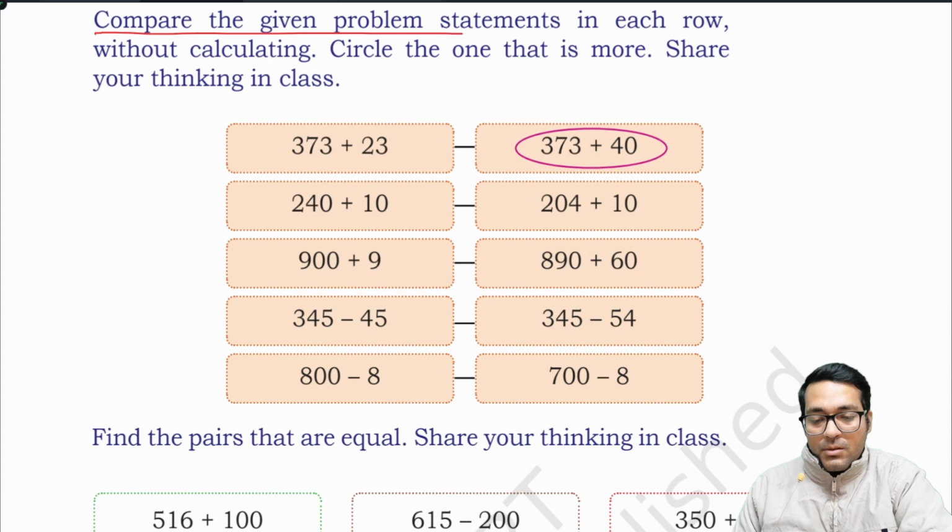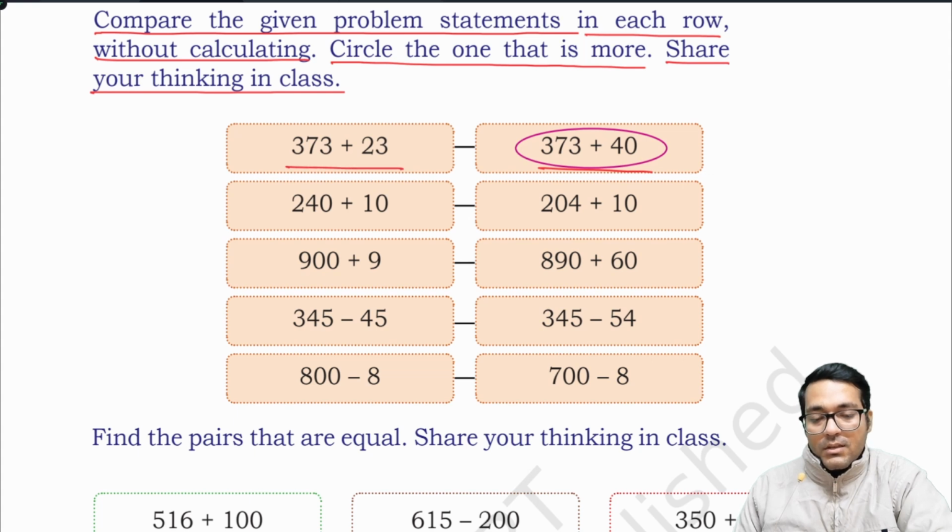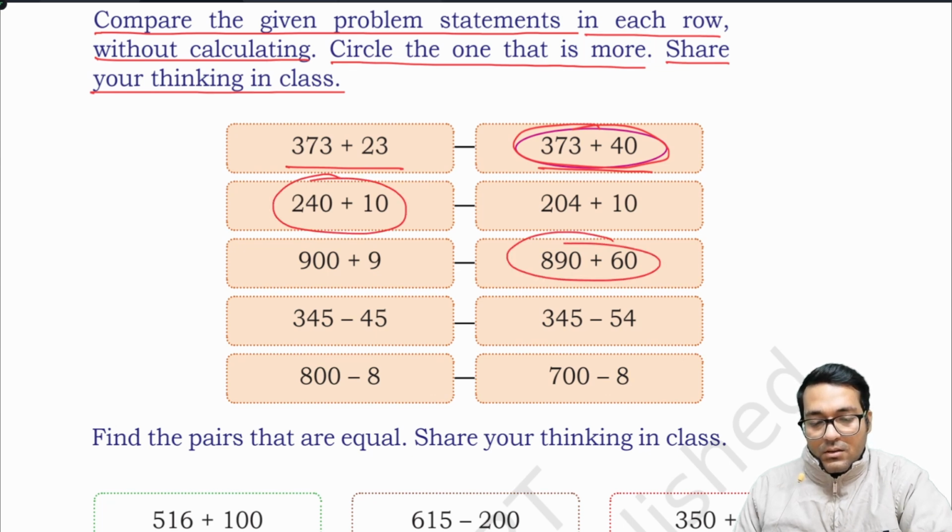Compare the given problem statements in each row without calculating. Circle the one that is more. Share your thinking in the class. This is more than this one, so this has been circled out. Similarly, this seems to be more, and in the third one, this one. Try doing the others.